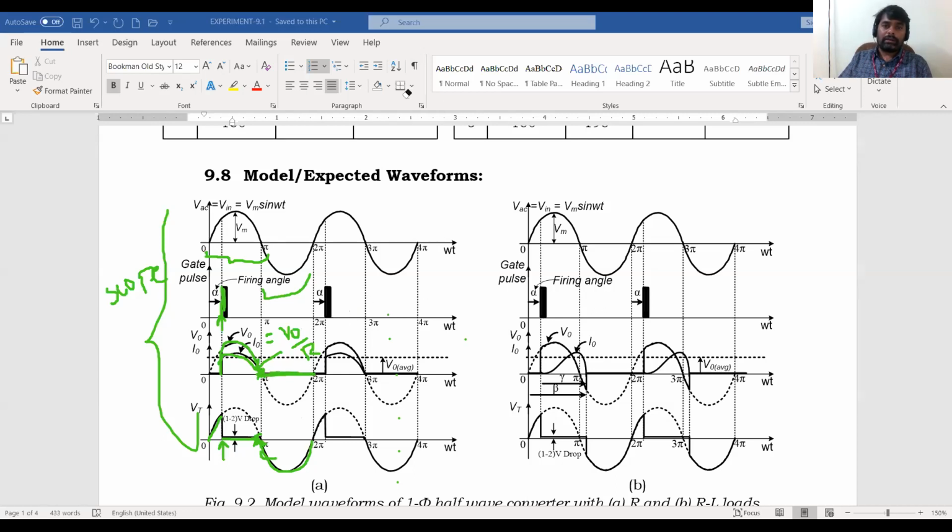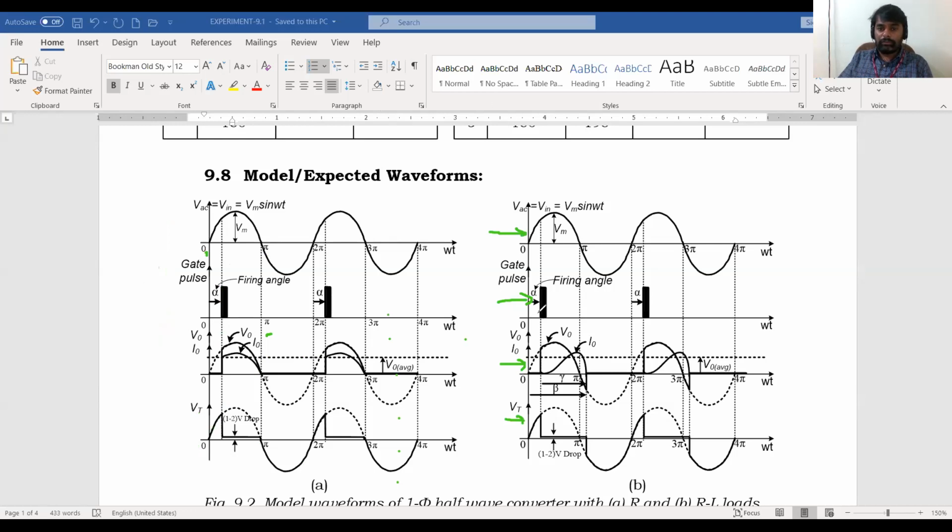Now, let us see the RL load waveforms. The first input to the scope is the input voltage. The second one is the gate pulse. The third one is the output voltage and output current. The fourth one is the thyristor voltage. There is a slight difference between the R load and the RL load. Now, just focus on the current and the voltage waveforms.